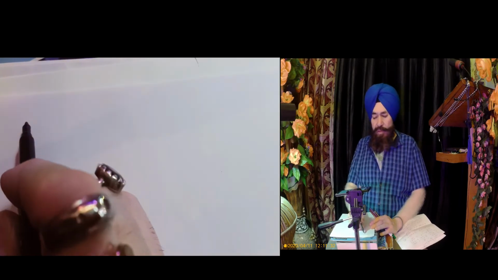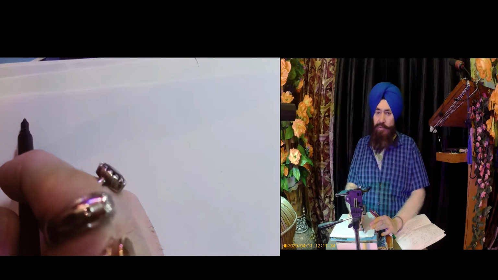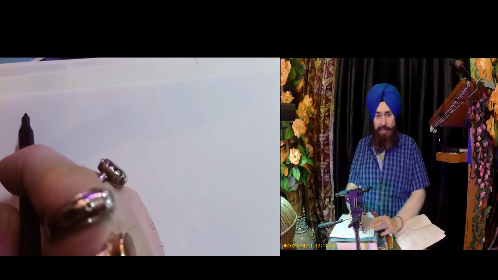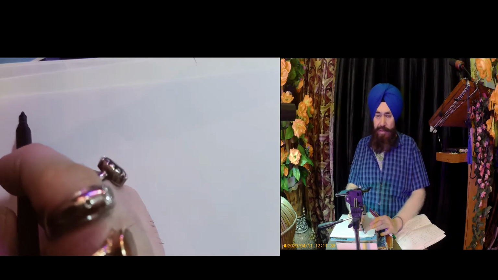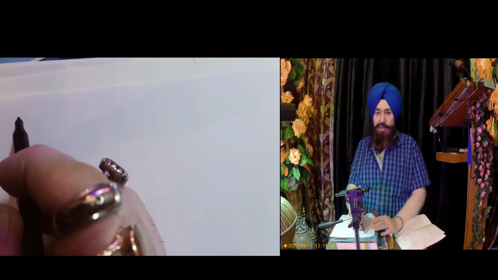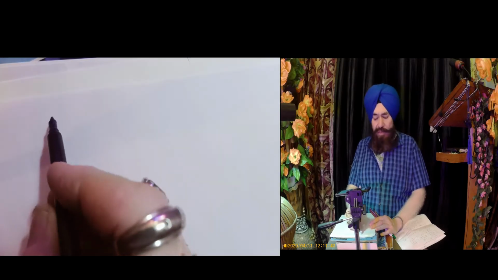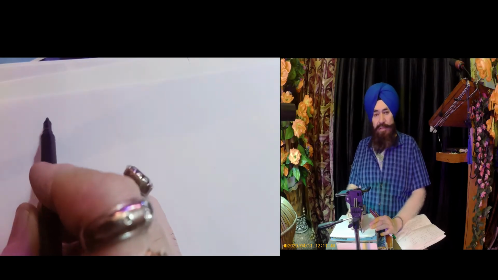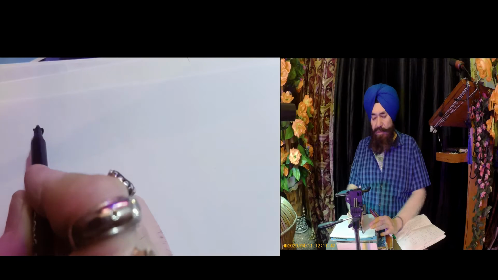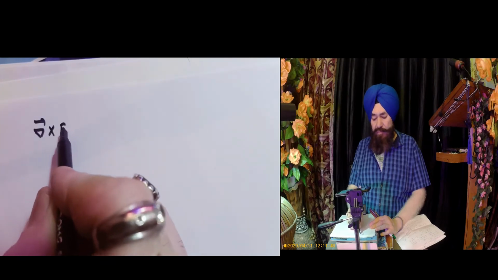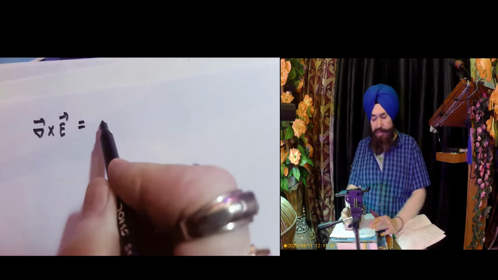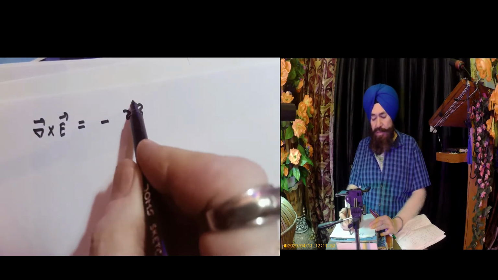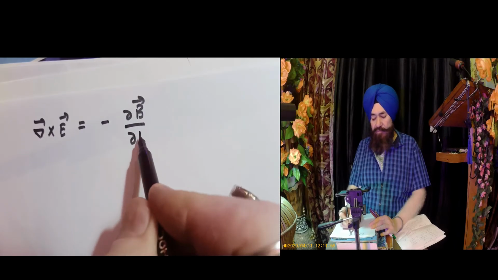My dear students, today I am going to derive the EM wave equation for the dielectric mediums, like the air or the free space. Okay, so let me start. I am starting from del cross E equals to minus curly B over curly T.